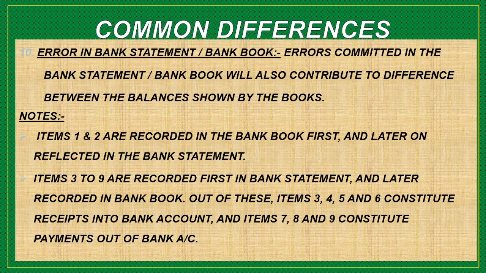Notes. Items 1 and 2 are recorded in the bank book first and later reflected in the bank statement. Items 3 to 9 are recorded first in the bank statement and later recorded in the bank book. Out of these items, 3 to 6 constitute receipts into the bank account, and items 7 to 9 constitute payments out of the bank account.